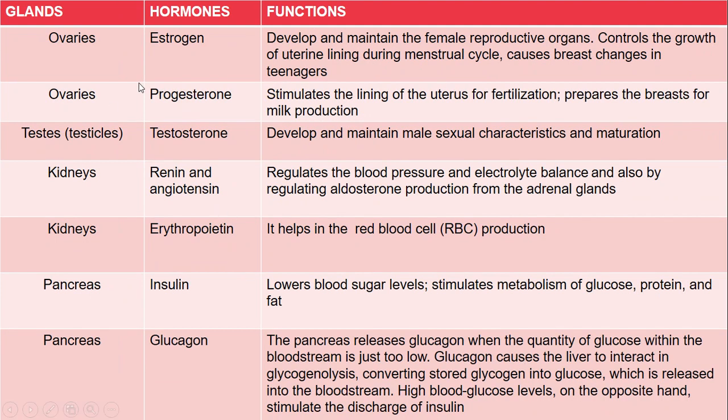And the last one: these are the organs which act as a gland because of the endocrine tissue. We saw this first itself, no? So these are the four things: the ovaries, testes, kidneys and the pancreas.